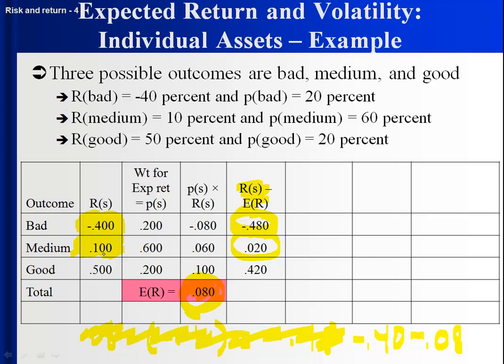If things turn out medium, we're at 10%. We expected 8 across all possibilities. So at 10%, if things turn out medium, you're actually 2 percentage points over. And finally, if things turn out good, then you're at a return of 0.50. The expectation across all possibilities is 8%, and you would be 42 percentage points over, 0.42.